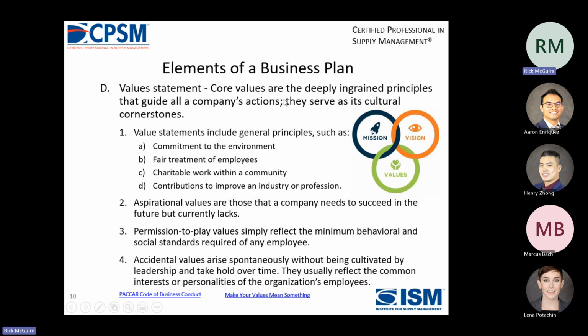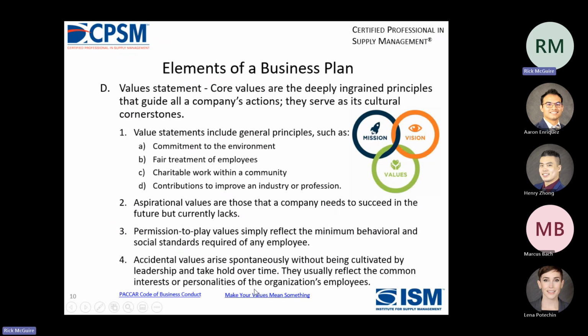Values statement. Core values are deeply ingrained principles that guide all the company's actions, and they serve as cultural cornerstones. So they include general principles, commitment to the environment, fair treatment of employees, charitable work, contributions to improve an industry and profession. Aspirational values are those that a company needs to succeed in the future, but currently lacks. That's an aspirational value. And permission to play values simply reflect the minimum behavior and social standards required of any employee. And accidental values arise spontaneously without being cultivated.